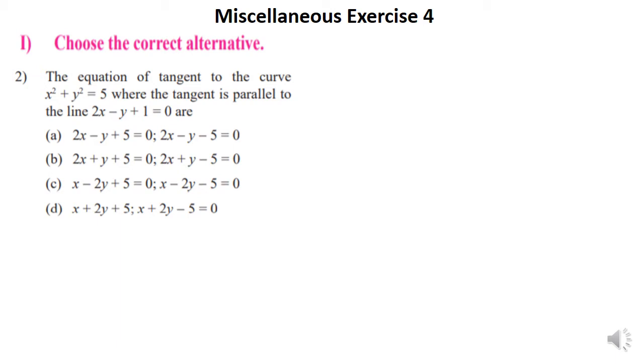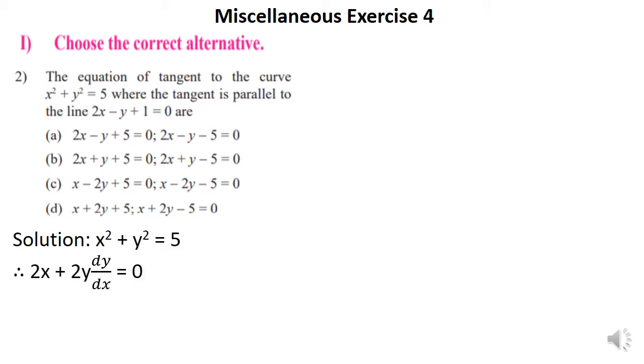The first question, the second one of the MCQs, is: find the equation of tangent to the curve x square plus y square is equal to 5, given that the tangent is parallel to the line 2x minus y plus 1 is equal to 0. We have to choose an option from here. So from the equation of the curve, x square plus y square is equal to 5, what is the next step? Yes, we differentiate the equation. Suppose you are confused as to what is to be done, please go through the previous lecture. Everything has been explained right from the basics over there.